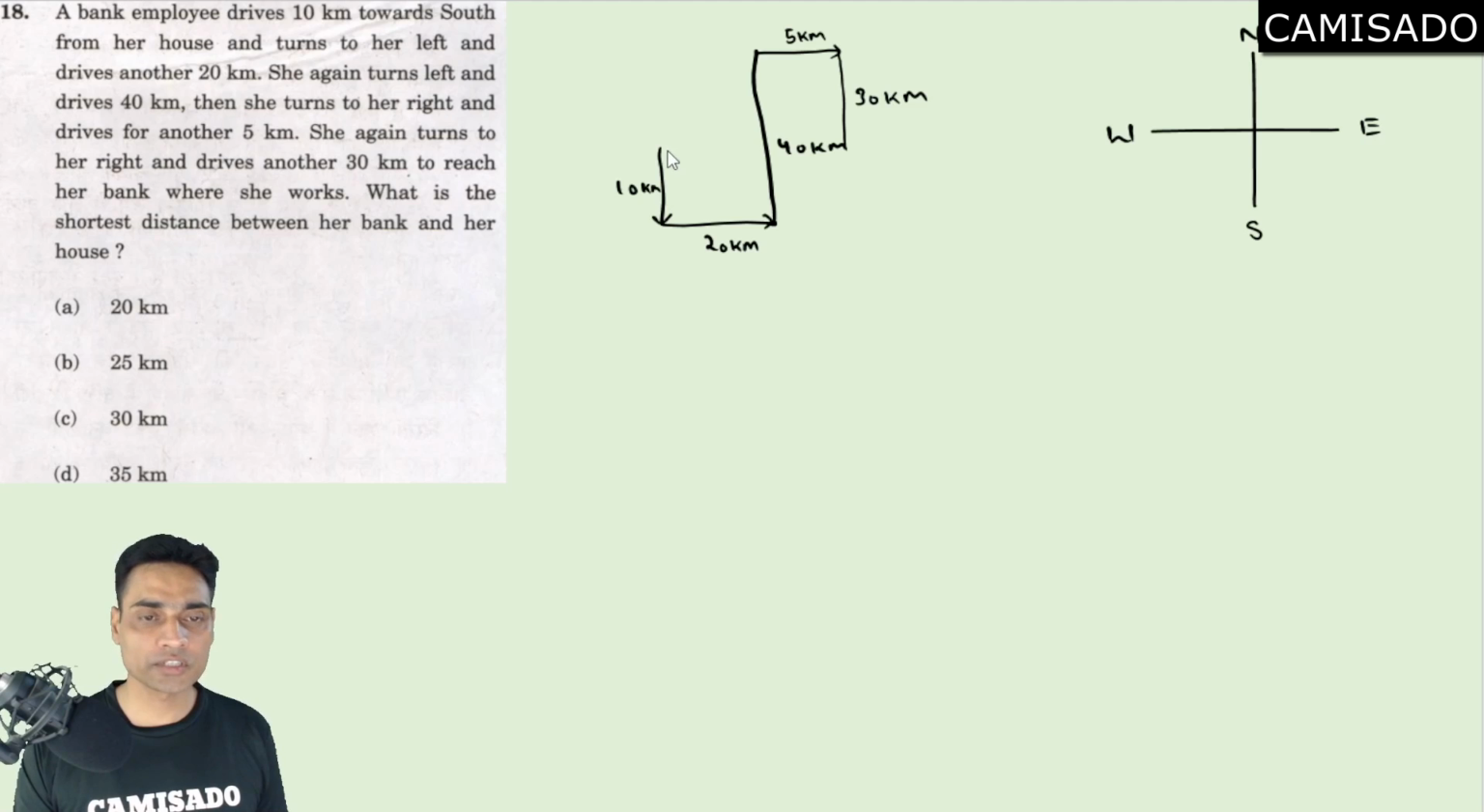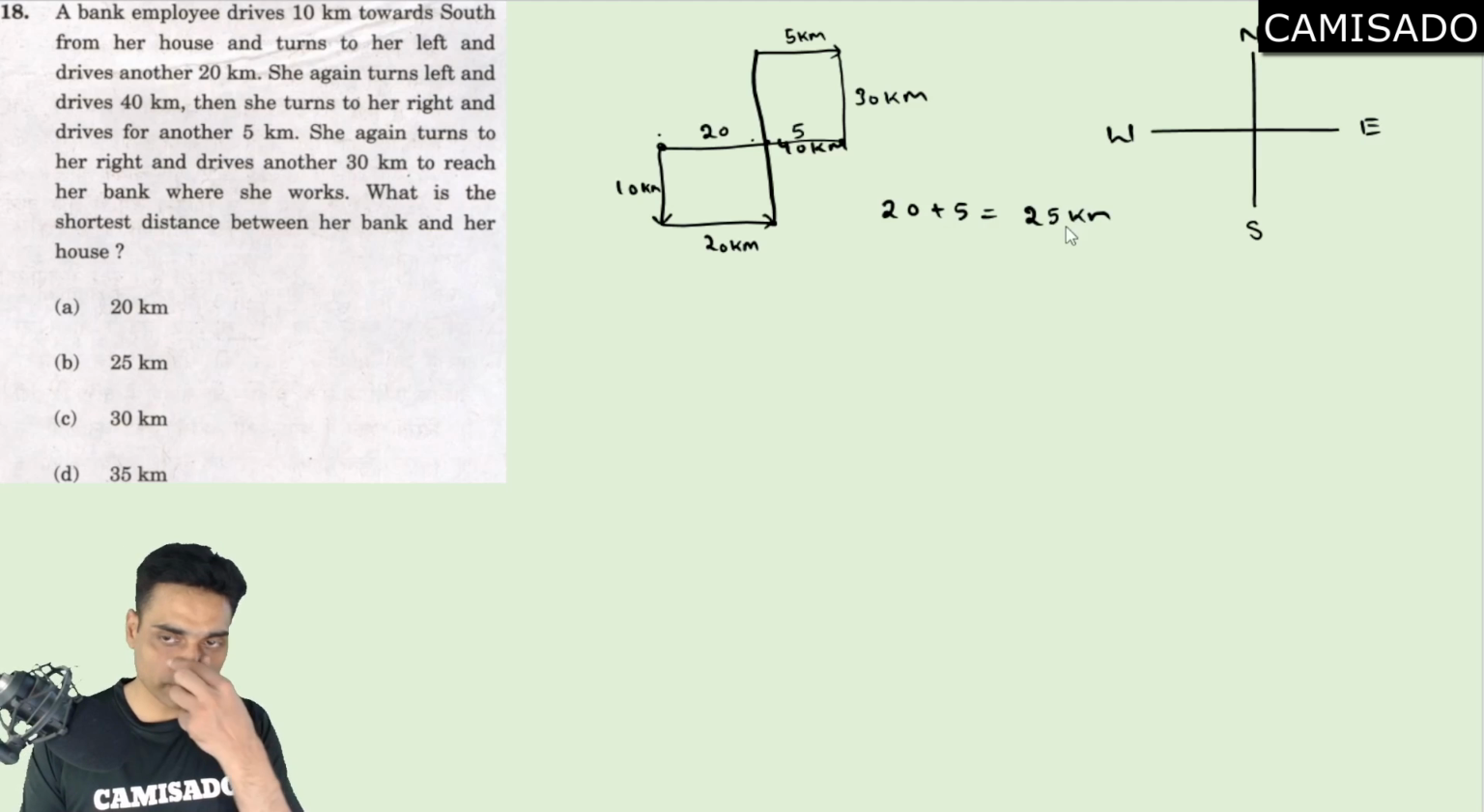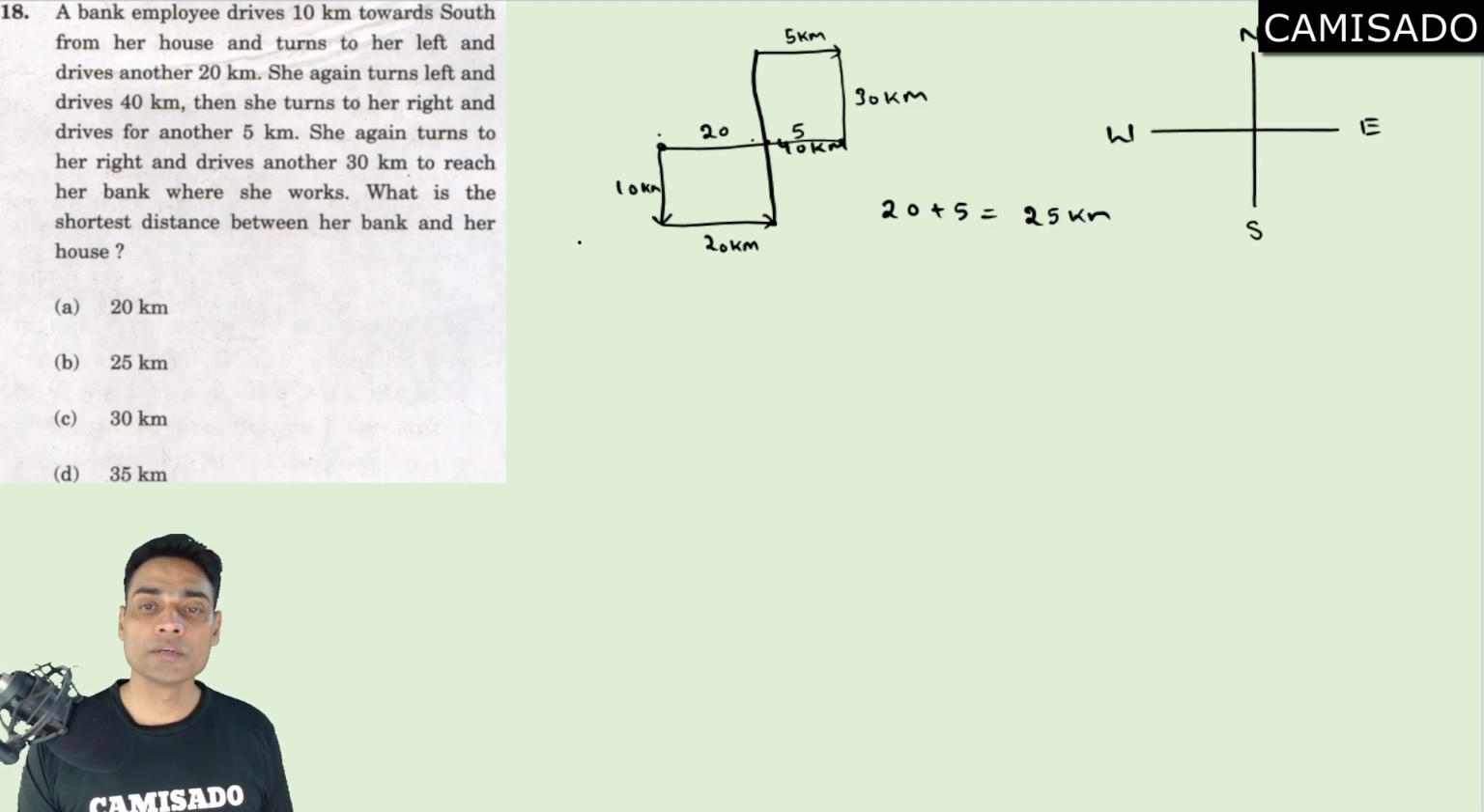So it is a simple question. See, the distance will be from this to this, and all these lines are parallel basically. So the distance between this point and this point is 20. The distance between this point and this point is 5. So the overall distance is 20 plus 5, which means 25 kilometers. So 25 kilometers is the distance between these 2 points. Fine. So question 18 has B as the correct option.